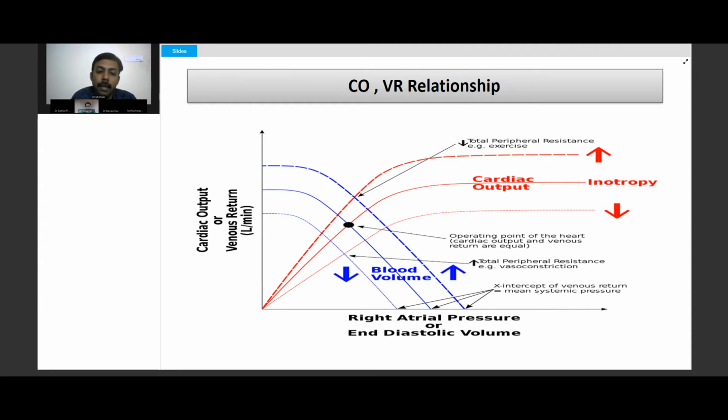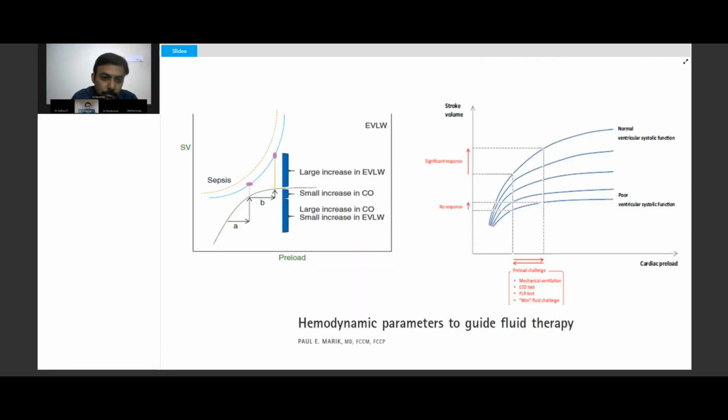Again, this is by the famous researcher Paul Marik, where we can see the preload challenge here gets a very good cardiac output response on the y-axis, whereas here giving a similar amount of preload causes very little change in cardiac output, when the patient is in the plateau phase of the Frank-Starling curve. And in fact, here there is more risk of extravascular lung water and lung flooding.